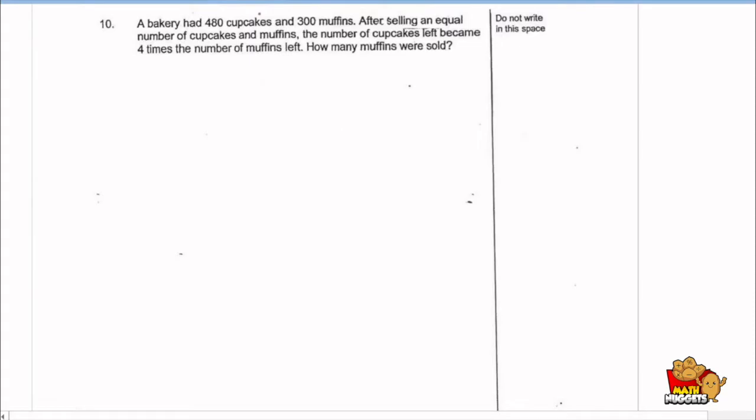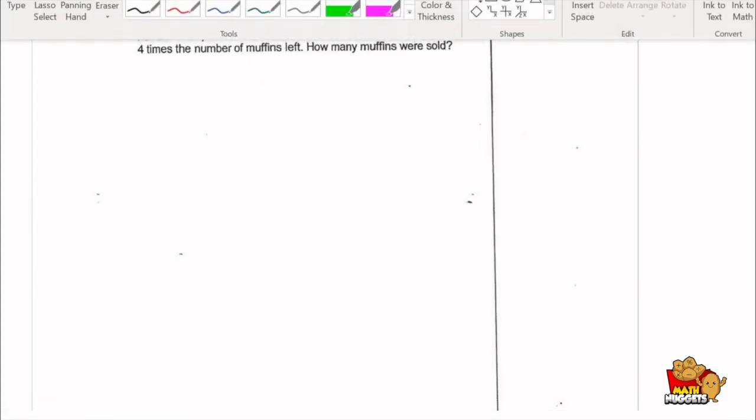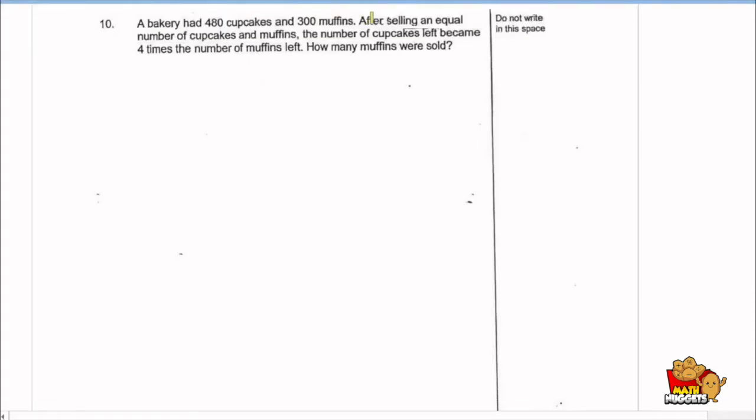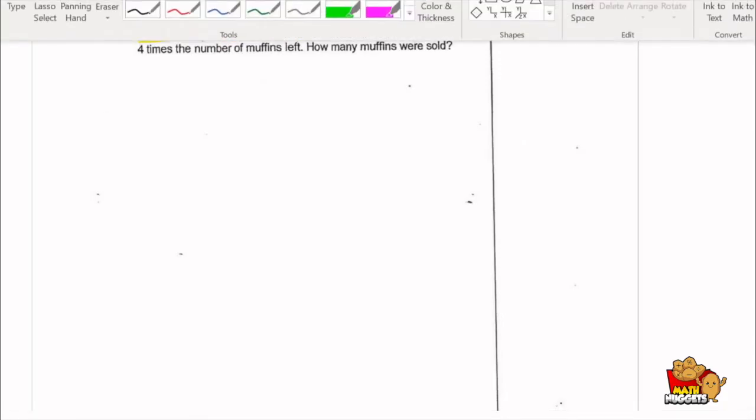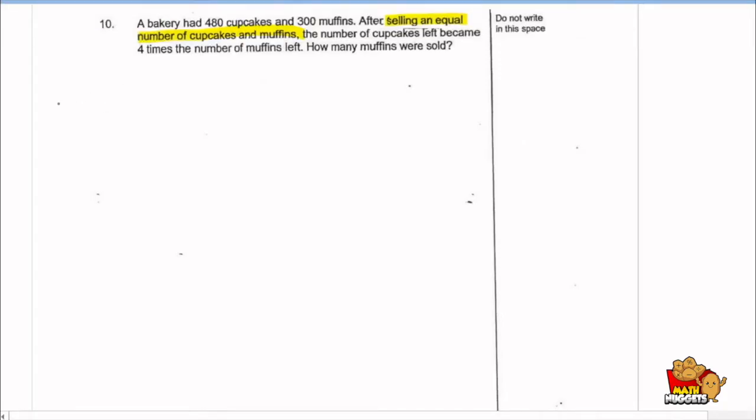Question 10. We need to recognize what kind of concept this is. She sold an equal number of cupcakes and muffins. This tells us that the difference remains unchanged. So this is a constant difference question, meaning the difference before and the difference after did not change.